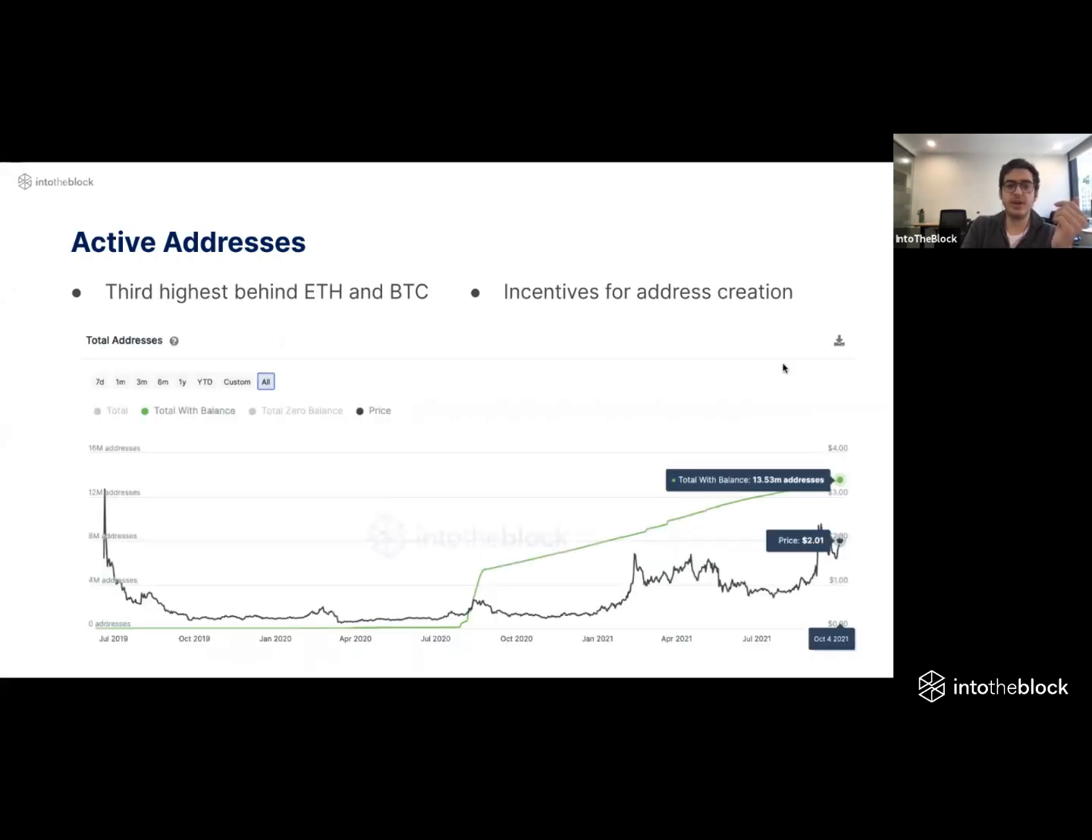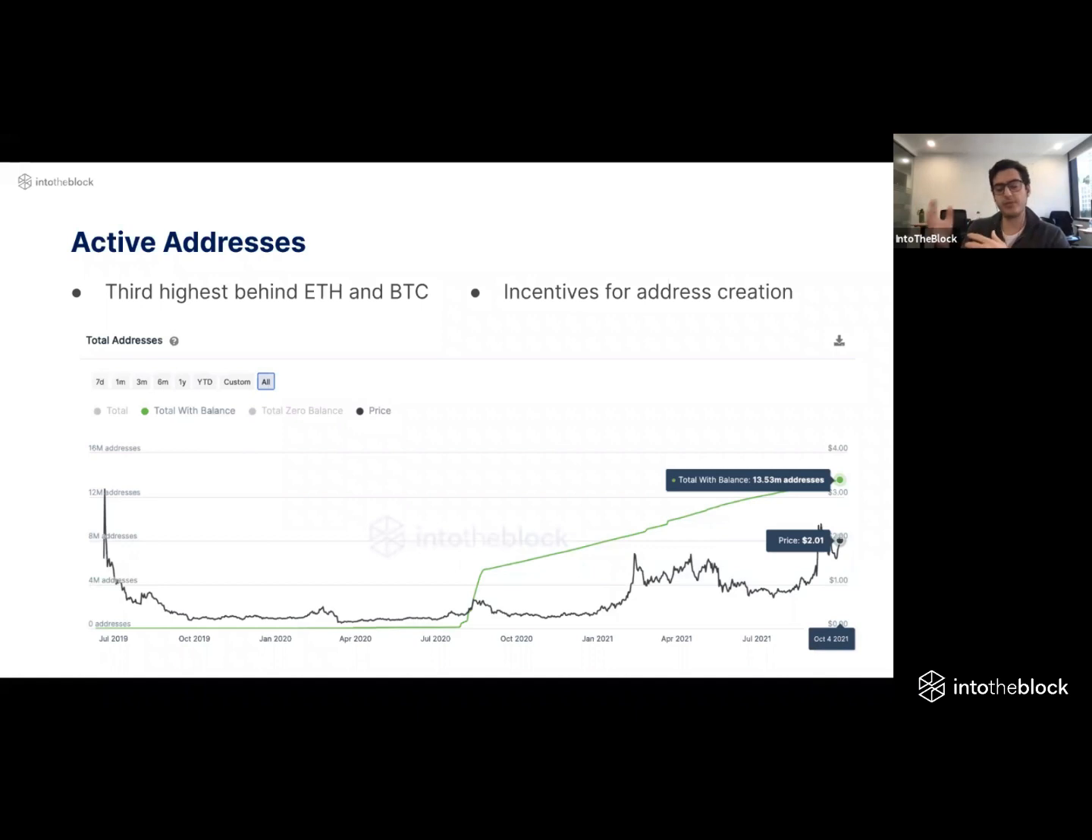In terms of addresses with a balance, we see out of the assets that are currently supported into the block, and we support over 1,000 of them. So far, it appears that Algorand has the third largest amount of holders, which of course is positive. It shows a big community behind it.